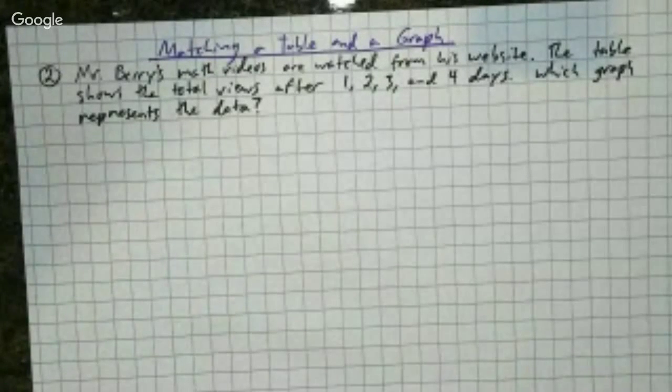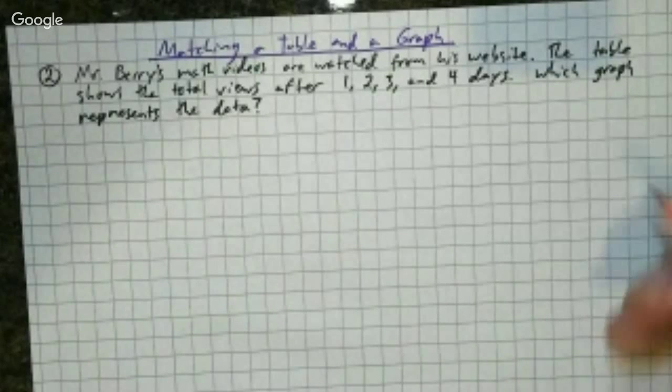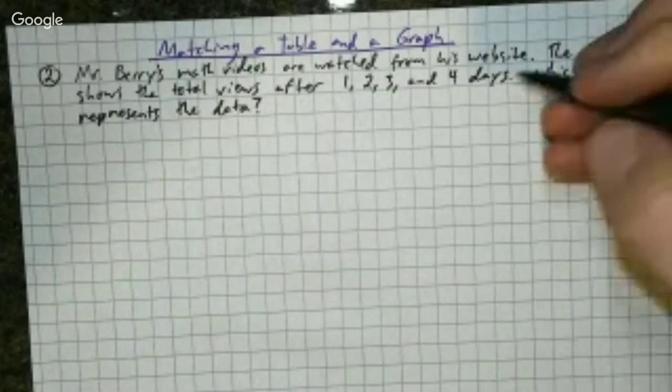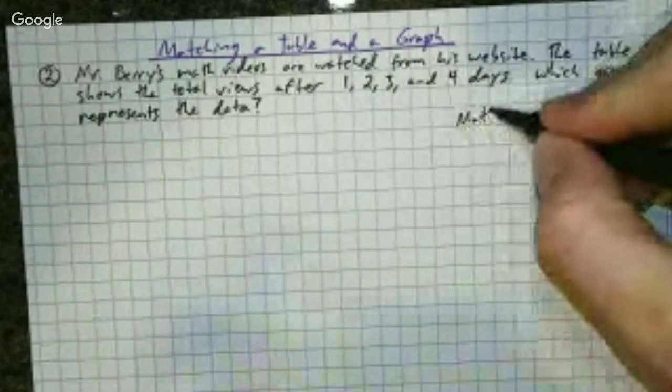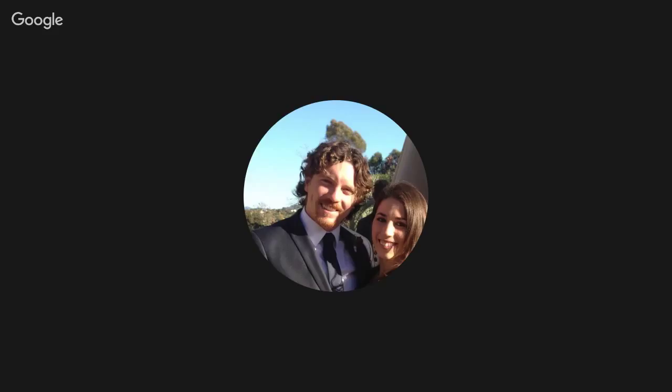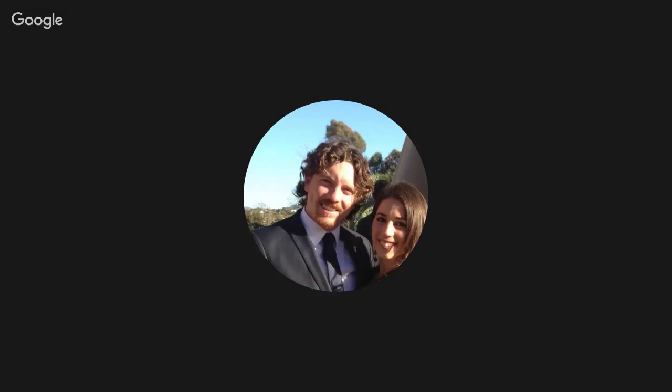And then I see the views each day. So we need to look at a table and then decide which graph is going to be correct. So let's go ahead and start. I'm going to go ahead and draw our table. So this is the math video. We have day, and on the other side we have V. We have day 1, day 2, 3, and 4.